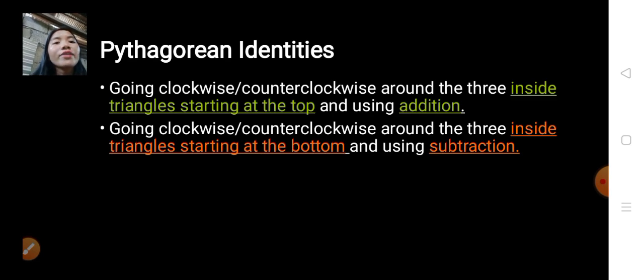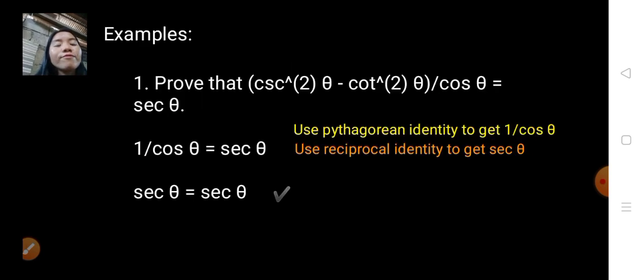So Pythagorean identities: going clockwise or counterclockwise around the three inside triangles starting at the top and using addition. Going clockwise or counterclockwise around the three inside triangles starting at the bottom and using subtraction. So we have the example.